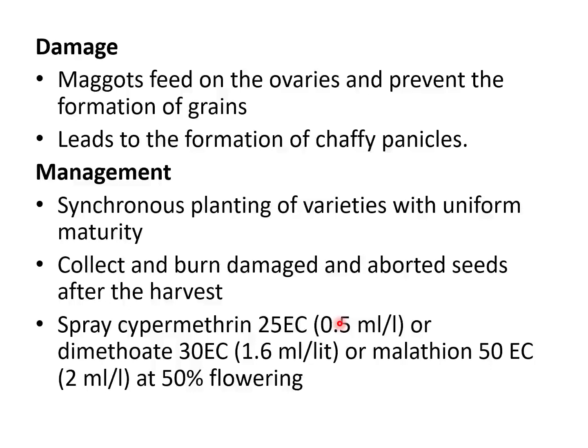Once the crop is harvested, we should collect and burn all the damaged and aborted seeds, because these will be harboring the maggots and pupae of the sorghum midge. When the crop is at 50% flowering, we can spray cypermethrin at 0.5 ml per liter, dimethoate at 1.6 ml per liter, or malathion at 2 ml per liter. So the management includes synchronous planting, collection and destruction of damaged grains, and spraying with cypermethrin, dimethoate, or malathion.